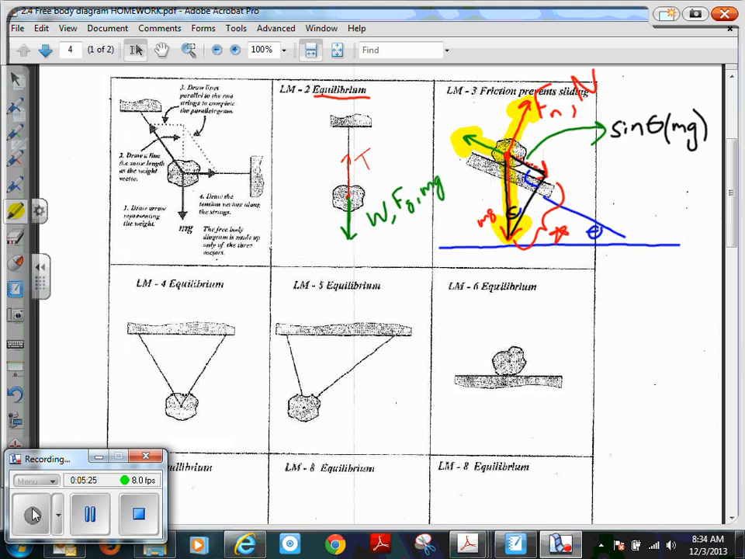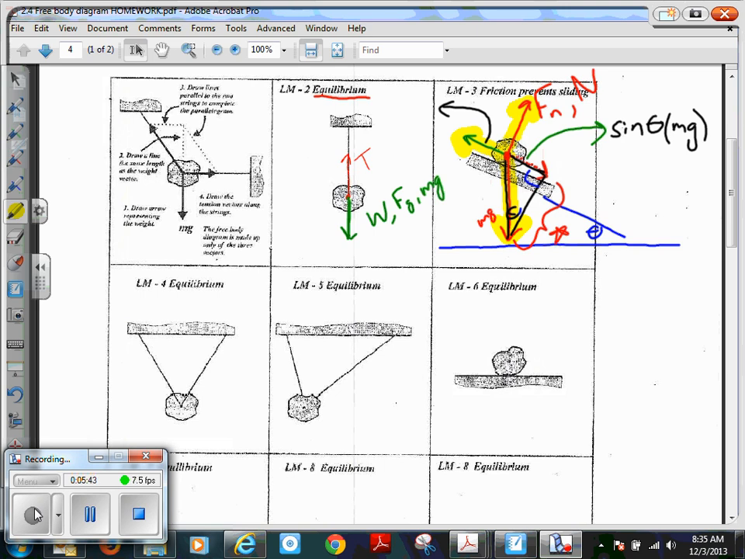Okay, and I guess one other thing about this: what would this be in this situation? It is the force of friction, but how would we figure out the number for this?